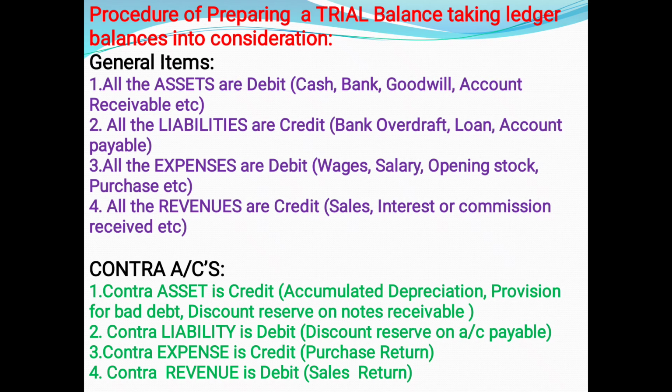Number 3, contra expense is credit. All types of expenses are debit, but contra expense is credit. Example, purchase return, purchase discount. Number 4, contra revenue is debit. All types of revenues are credit, but contra revenue is debit. Example, sales return, sales discount.